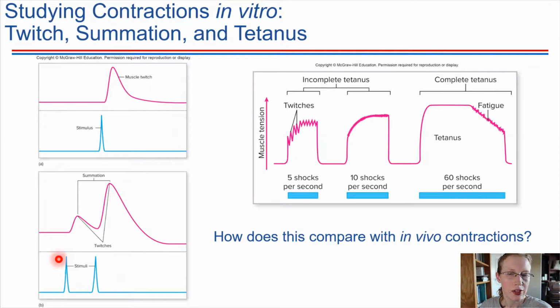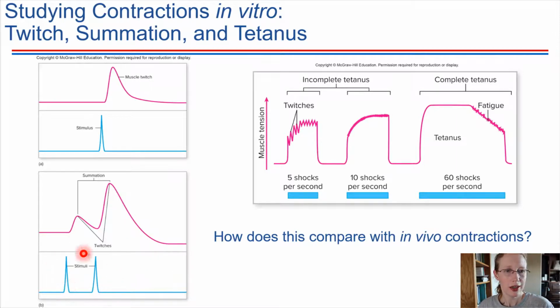If we apply 2 electrical shocks, one after the other, here's the first one, here's the second one, we see that the contractions of the muscle can actually piggyback on each other. If the first contraction hadn't quite ended, if the muscle hadn't quite gone back to relaxing yet, then the second stimulation causes an even stronger contraction. So they kind of add together. This is called summation. Contractions can sum together.